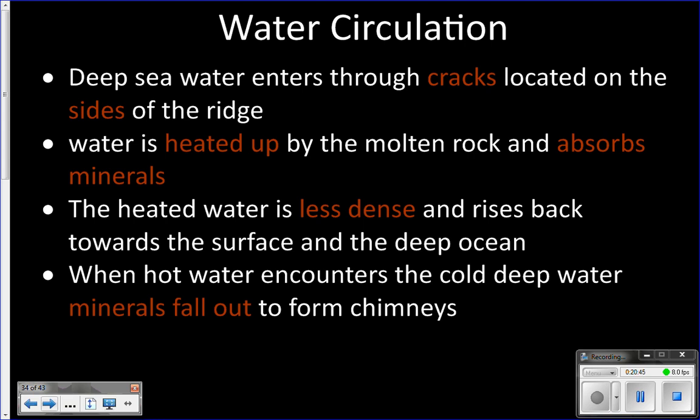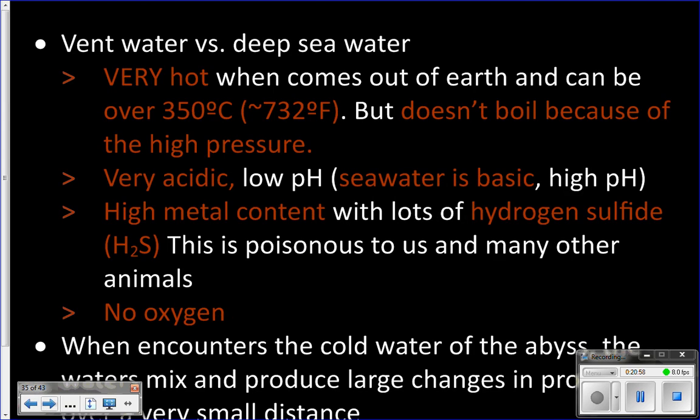Okay, and the smoky look comes from all of those minerals coming out of the water, that precipitation reaction. So those minerals fall out and form the chimney that forms the hydrothermal vent. So here's your comparison between the two types of water.